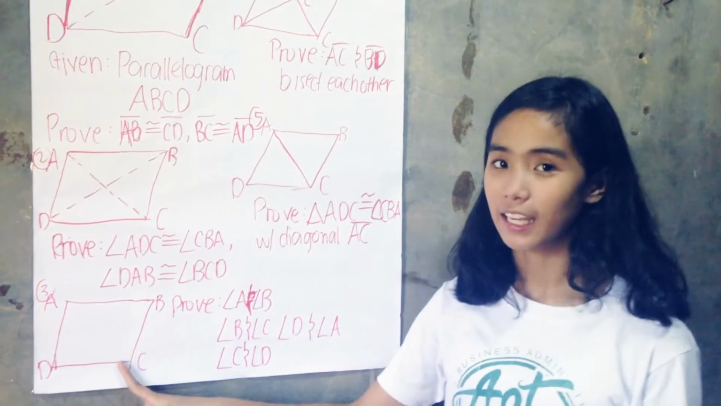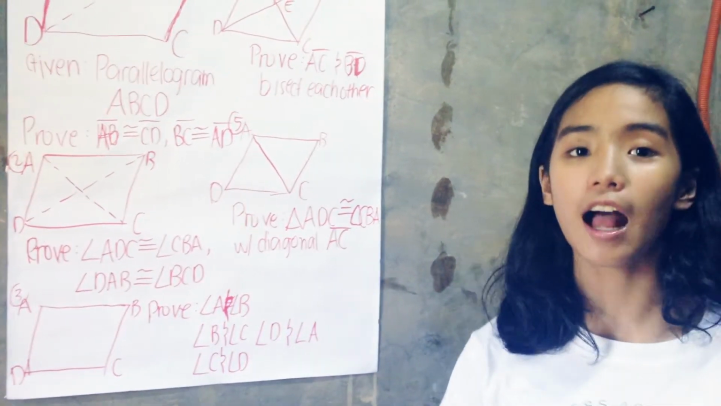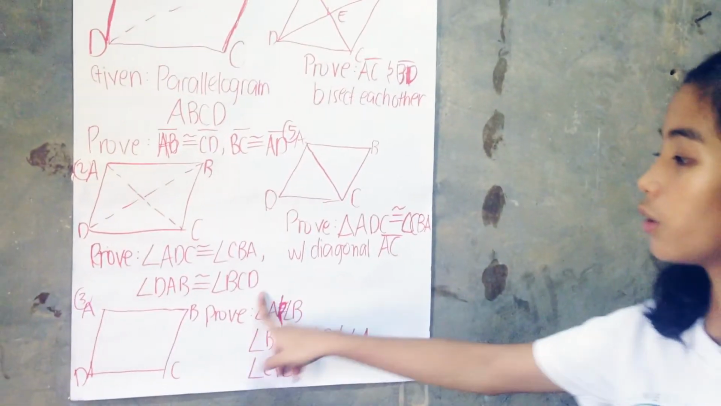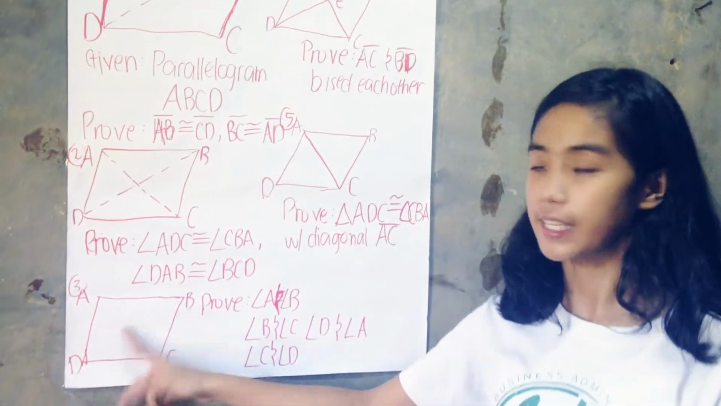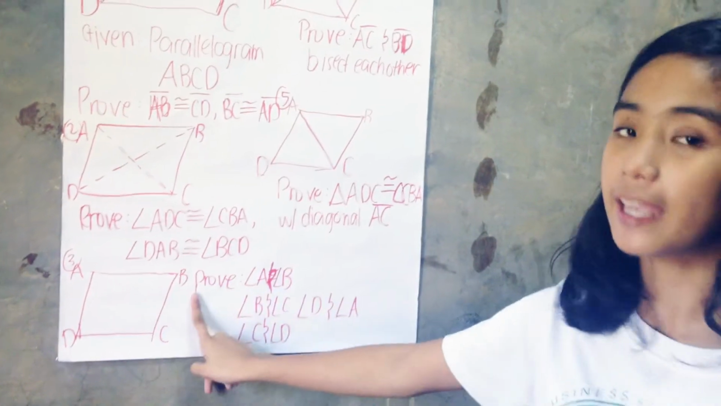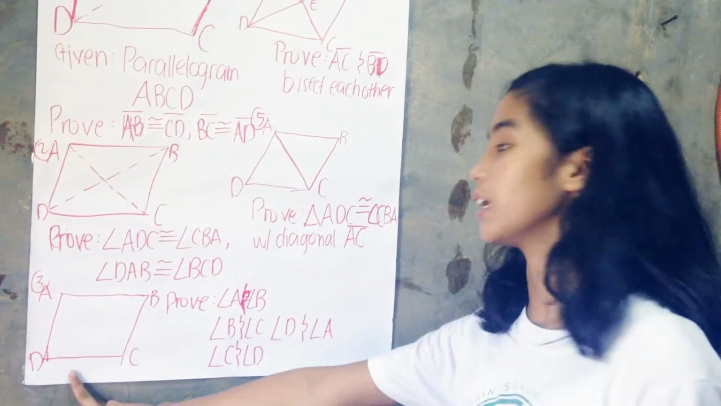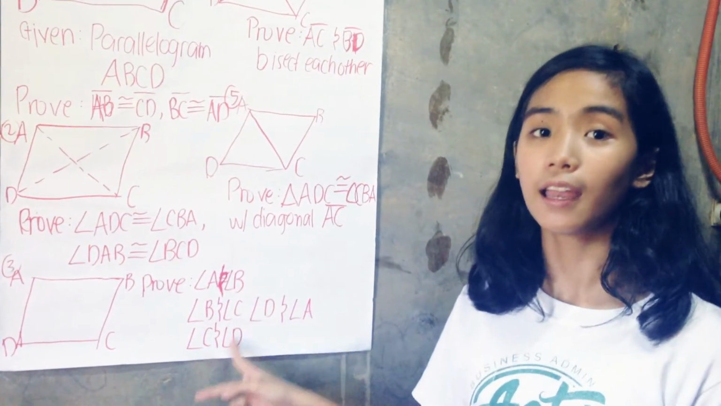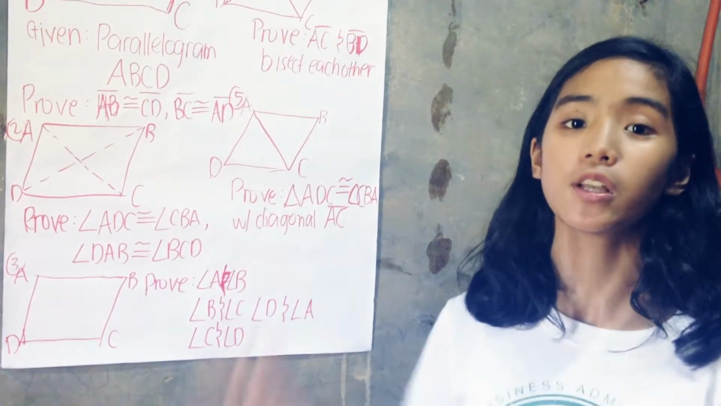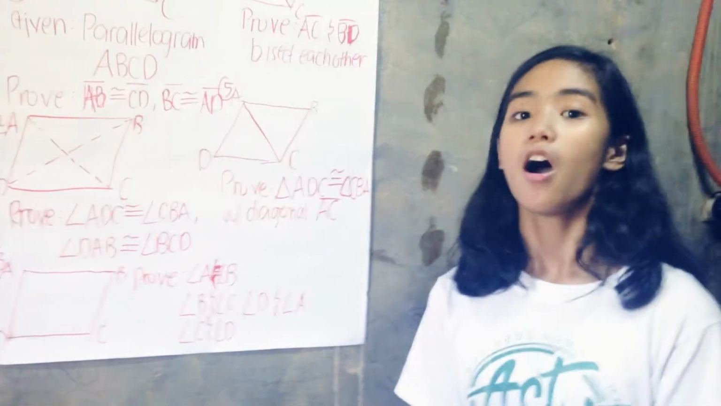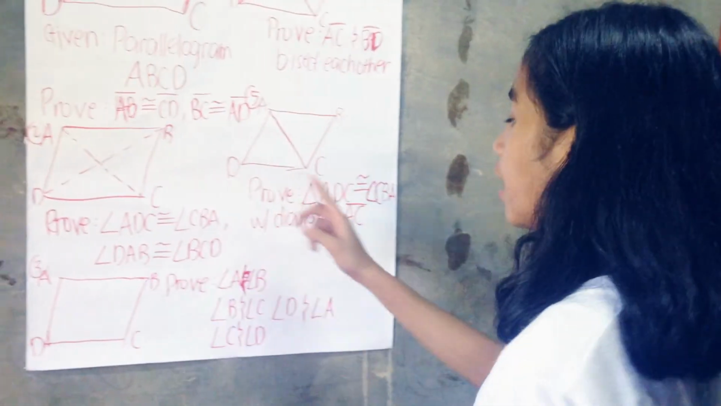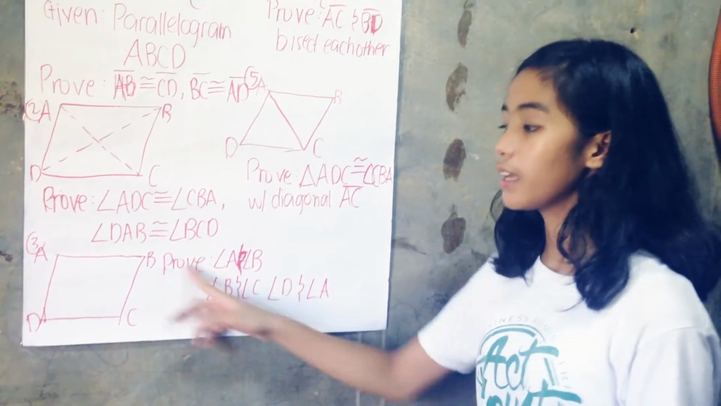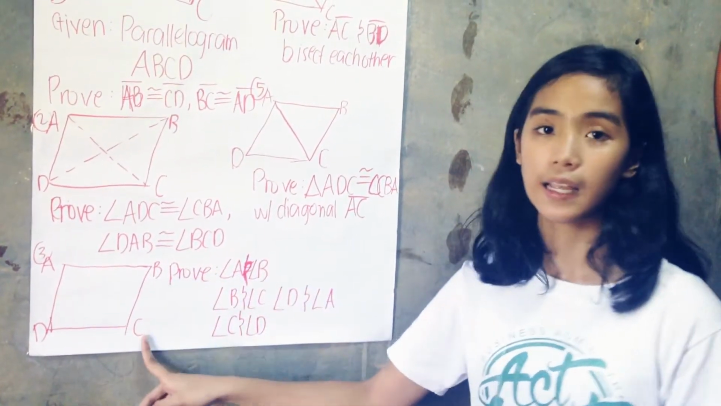Parallelogram property 3. In a parallelogram, any two consecutive angles are supplementary. The consecutive angles here are angle A, angle B, angle C, and angle D. If angle A and angle B are added, the sum is 180 degrees, or supplementary angles. Same for angle B and angle C, and angle C and angle D.